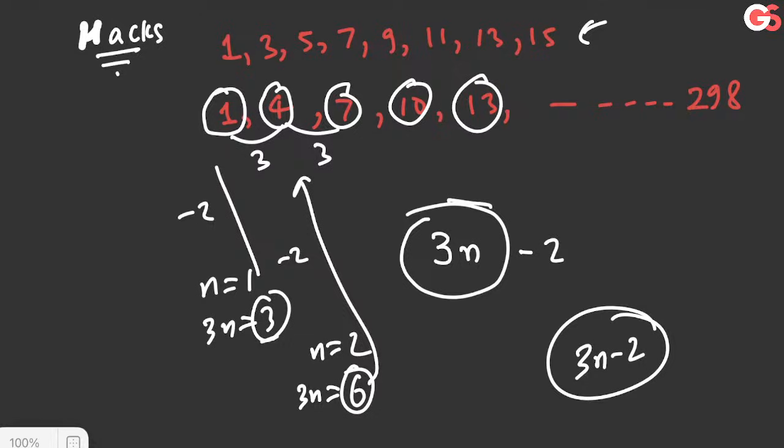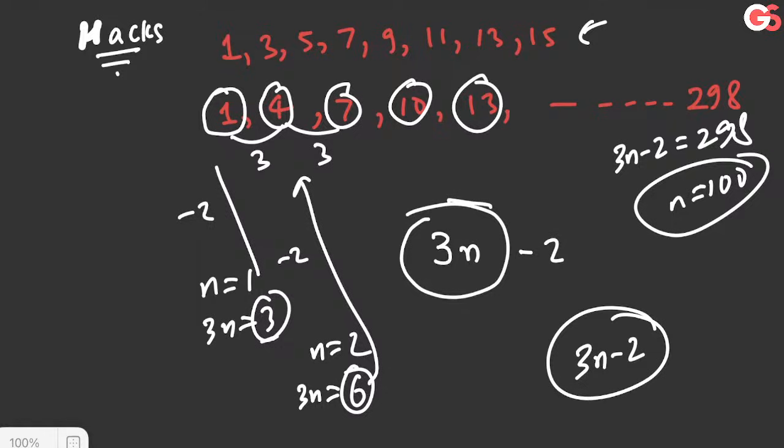So essentially, I'll just assume 3n minus 2 to be equal to 298, the last term, and that gives n is 100. This can be done mentally now. Clear?